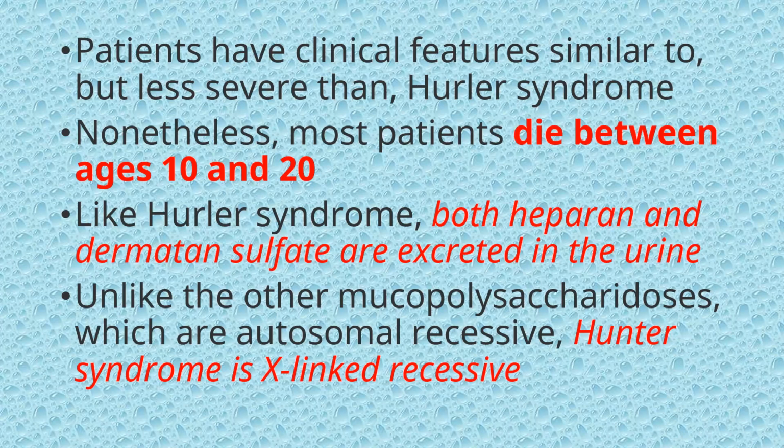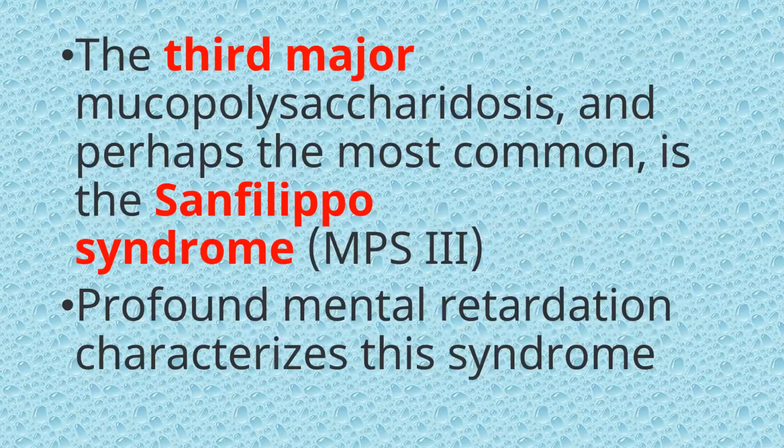If we ask a question, which of the mucopolysaccharidosis is X-linked recessive, you should point out Hunter's syndrome. The third major is Sanfilippo syndrome, which is MPS 3. They have profound mental retardation, which characterizes this syndrome.